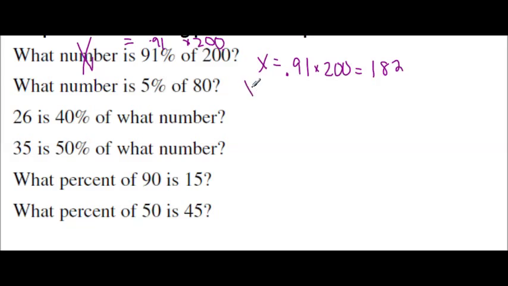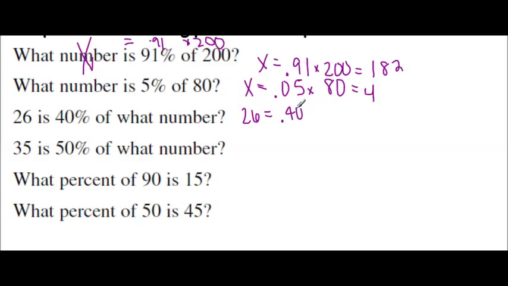The next problem is similar. So I have x equals, this time it's 0.05 times 80. I get 4. A shortcut for that is to find 10% of 80, which is 8, and divide that by 2.